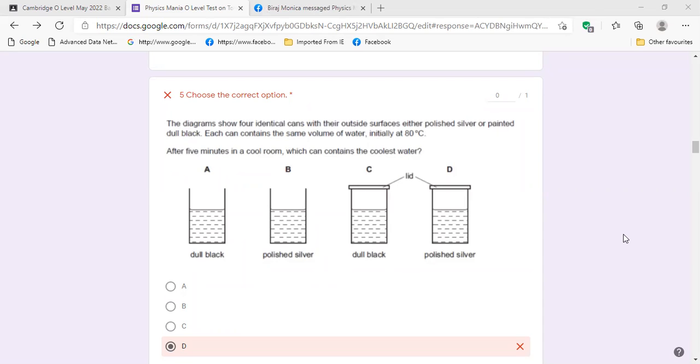Which one is that? Sir, A. So now you understand, right? So it's all right. You understood it.